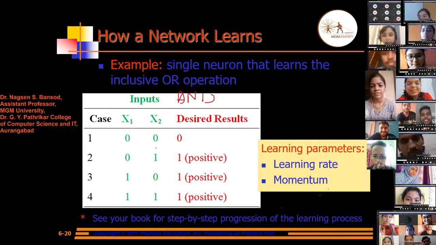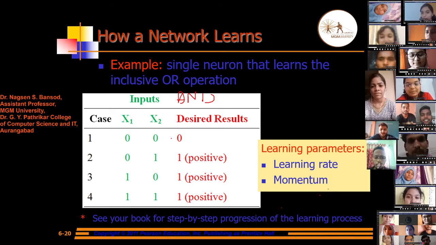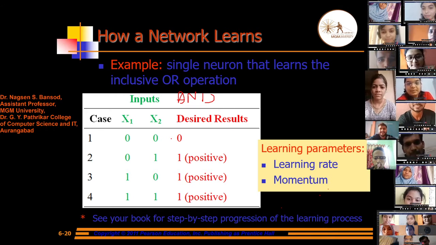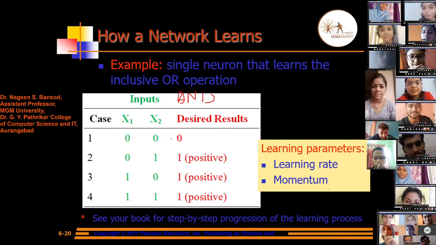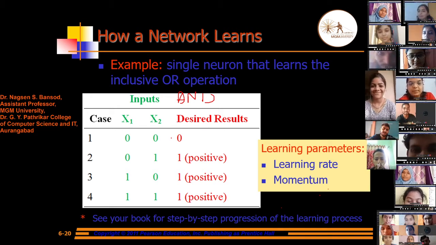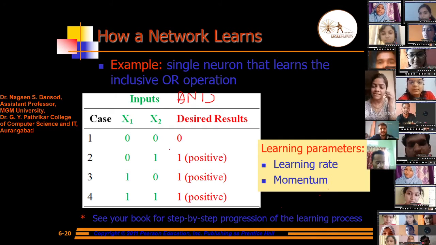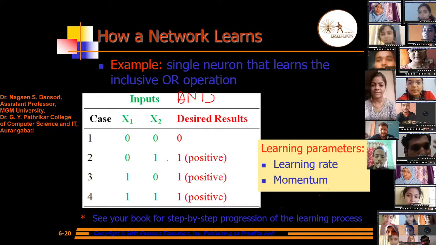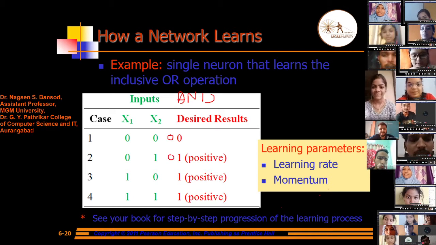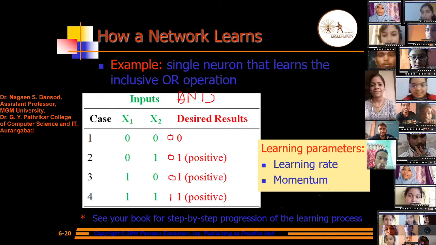When both inputs are 0, then in an AND gate the output is 0. Both 0, 0, then 0. Here it will be 0, this will also be 0, this is 0, and here it will be 1.